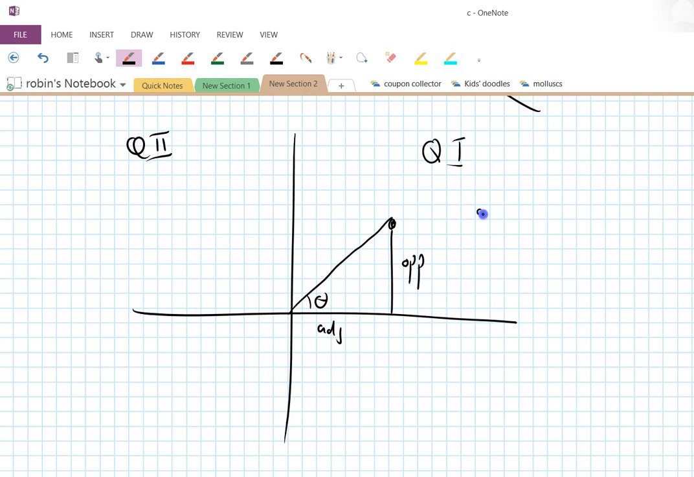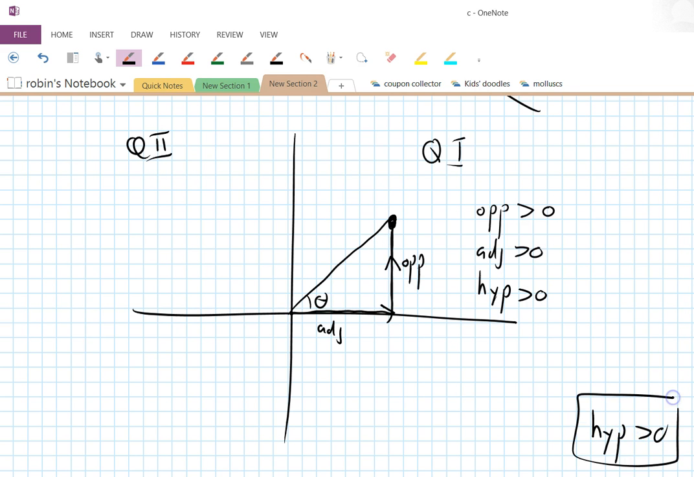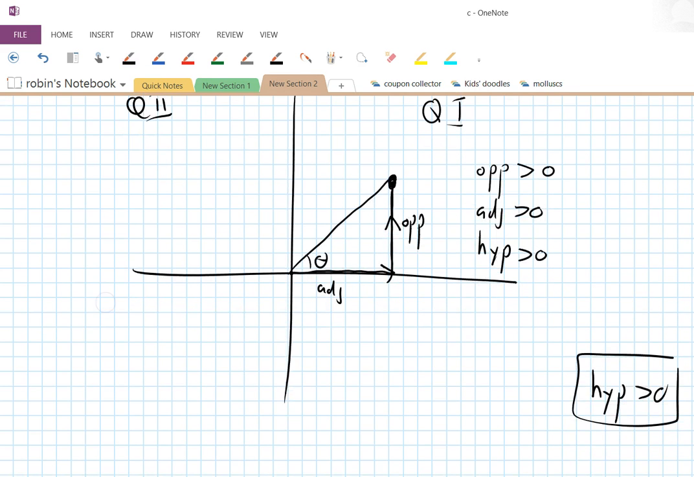So what we can say is that the opposite, I've kind of implicitly assumed it, but I've not actually stated, is positive because we've had to climb upwards from the axis to get to that point there. And also the adjacent is positive because this is the positive direction to go. The hypotenuse is always greater than 0 because that's just a distance, it's not a directed distance.